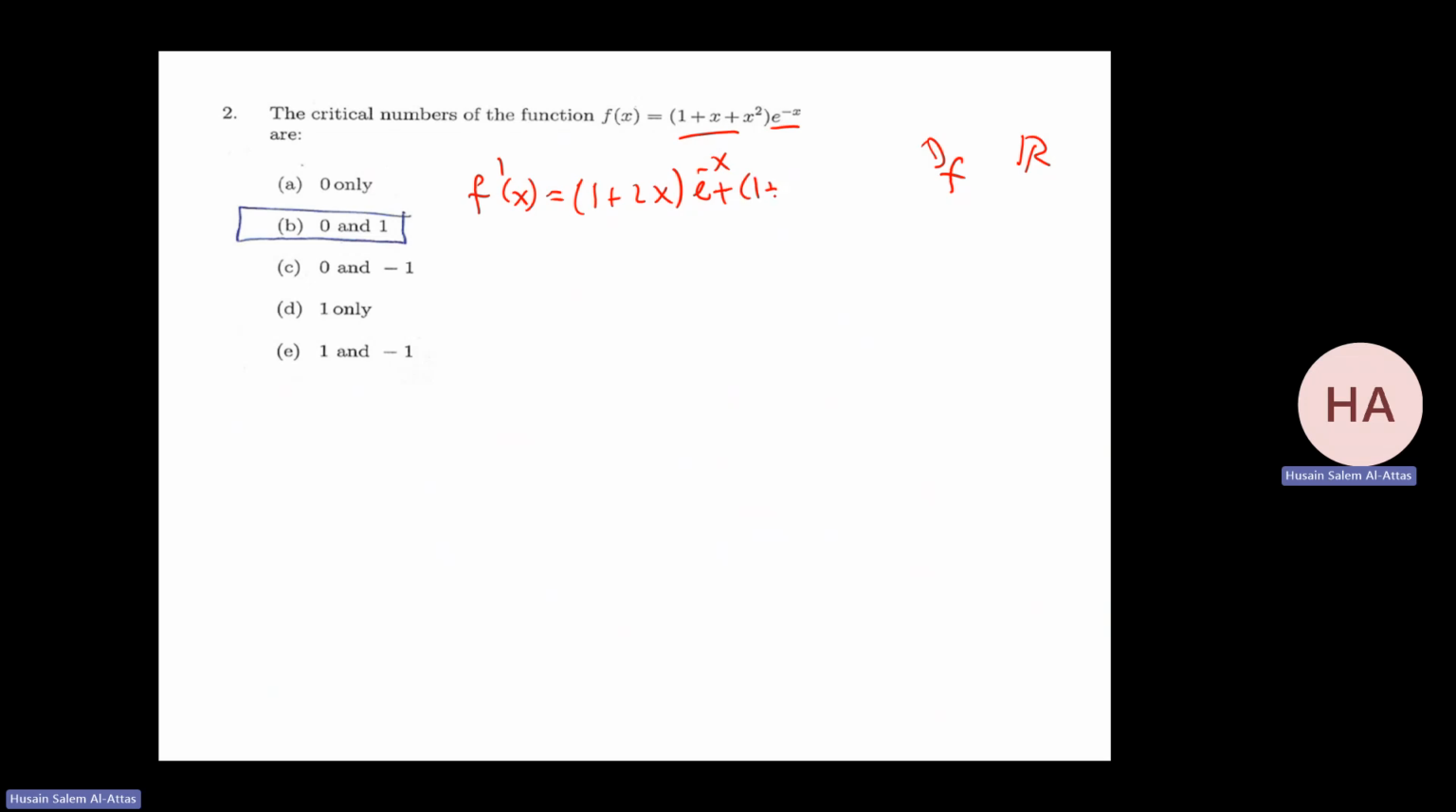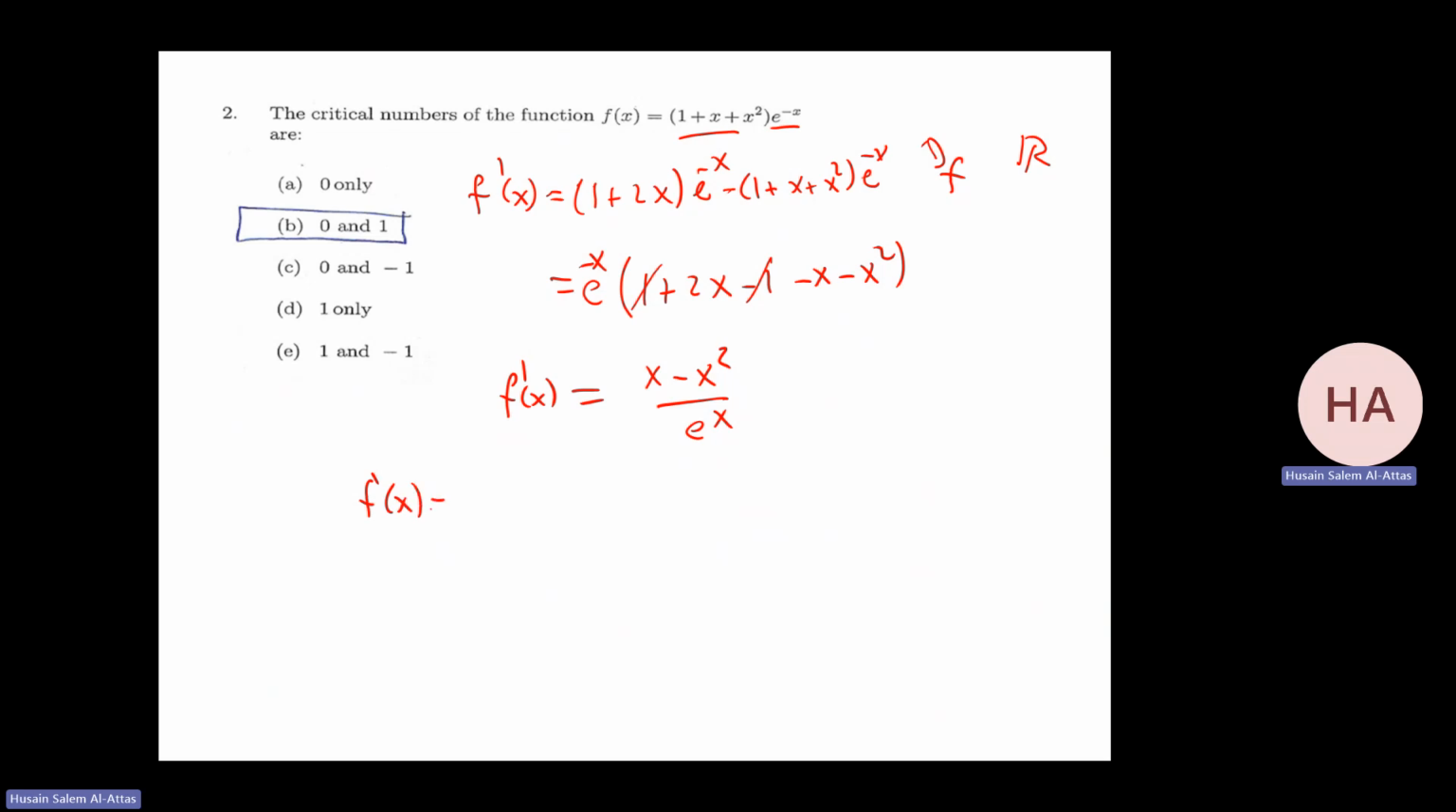Plus the first times the derivative of e to the minus x, so that will be minus e to the minus x. So I can take e to the minus x as a common factor. What's the remaining? 1 plus 2x minus 1 minus x squared. So this is cancelled, and I have x minus x squared over e to the power x. That will be f prime.